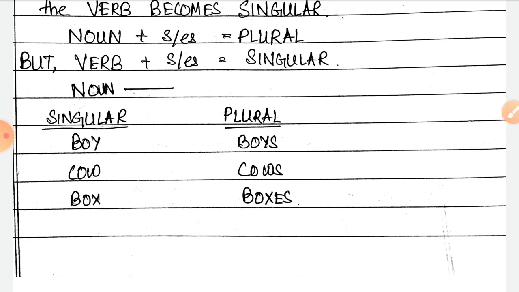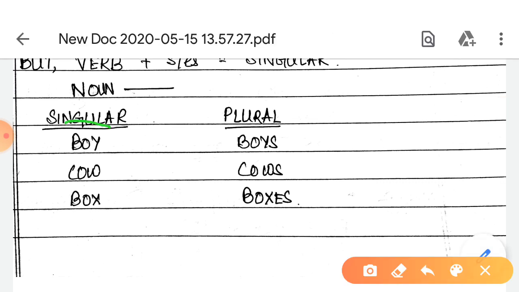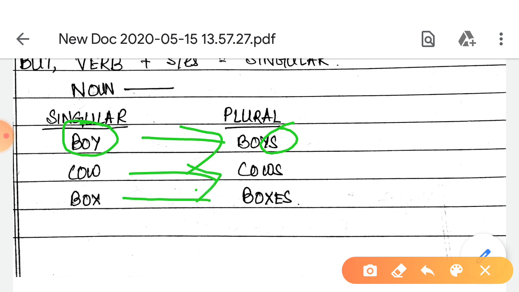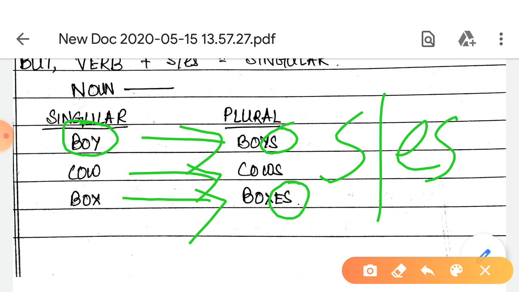How? Now here you can see boy. This is a singular noun. So when this s is getting added, what is happening? Boy is going plural. Cow is singular, but when s is getting added, what is happening? It is becoming plural. Box is singular, but when es is added, what is happening? Plural. So when s or es is added to a noun, it becomes plural.